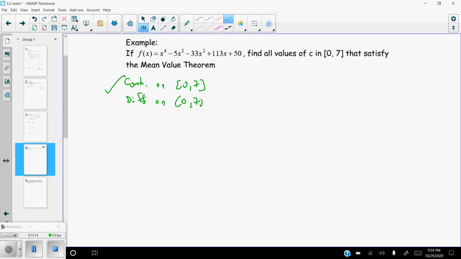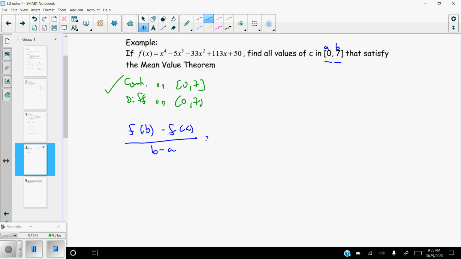And the mean value theorem says the average slope between the endpoints will equal the instantaneous slope. So the average slope, how do we find the average slope? Average slope is f of b, which is y2, minus f of a, which is y1, over b minus a, which is x2 minus x1. And remember, a and b are these values right here. This is a, this is b. Okay, left endpoint, right endpoint.